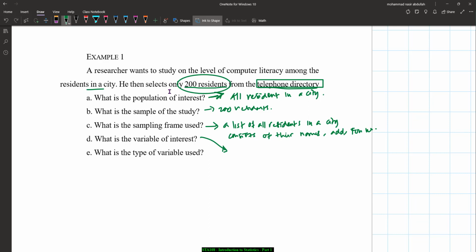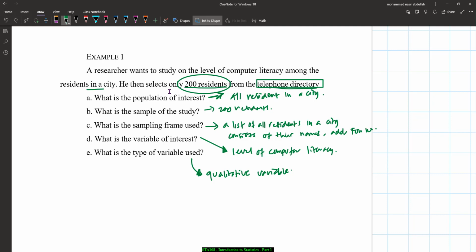So now, what is the variable of interest? What does he actually want to study? Yes, the level of computer literacy. So what is the type of variable used? Level of computer literacy: level means either very good, good, not so good, poor and very poor, for example. So it is a categorical variable. We don't write categorical variable, we write qualitative variable.